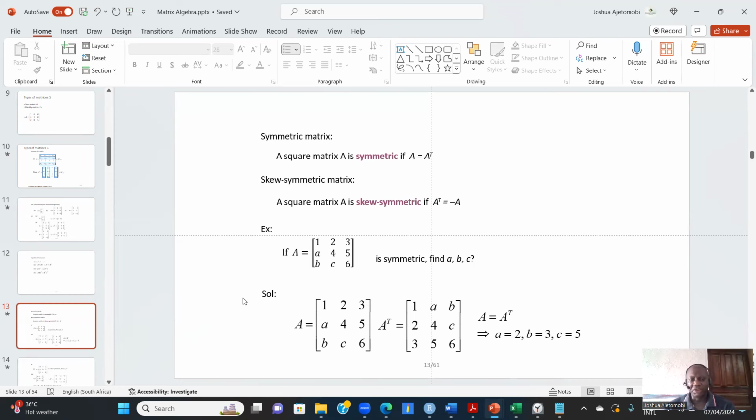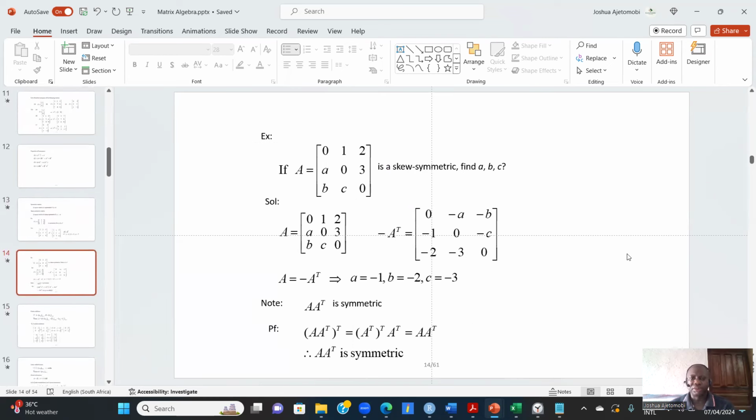Look at this example, for instance. A is 1, 2, 3, a, 4, 5, b, c, 6. It is symmetric, find a, b, c. What we just need to do is transpose this A. If you transpose, you have 1, a, b, c, 2, 4, c, 3, 5, 6. And look at the values of a, b, c then, which is 2, 3, 5. That is how to go about solving the problem.